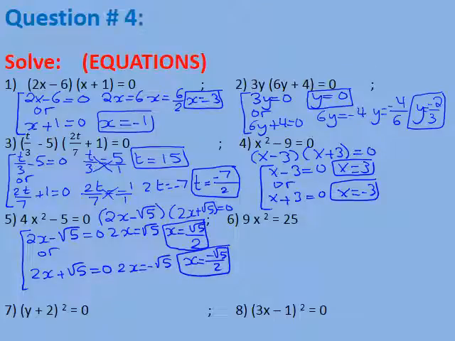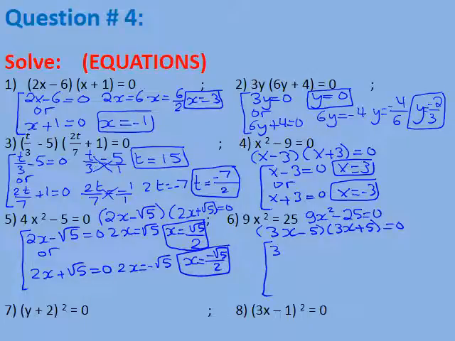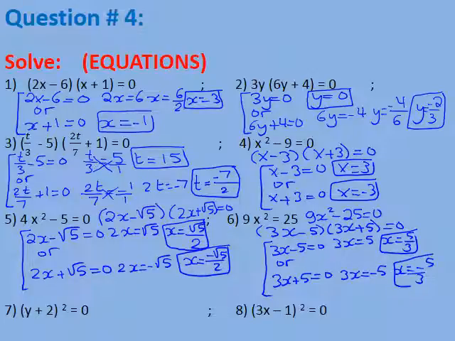Now Ali, 9x squared equal 25. We write 9x squared minus 25. What do you have here? A remarkable identity. The third one, (3x minus 5) into (3x plus 5) is equal to 0. How many solutions? 3x minus 5 equals 0, or 3x plus 5 equals 0. Solve the first one. 3x equals 5. Yes. x equals 5 over 3. This is the first solution. The second one, 3x equals minus 5. Yes. x equals minus 5 over 3. This is the second solution.